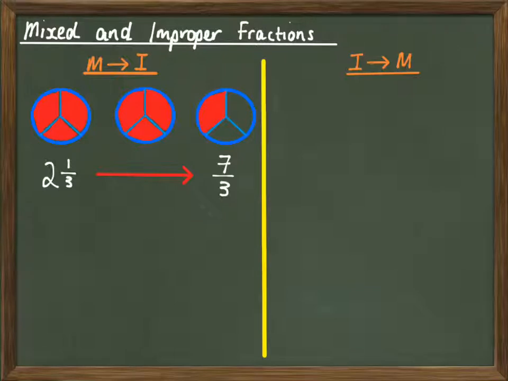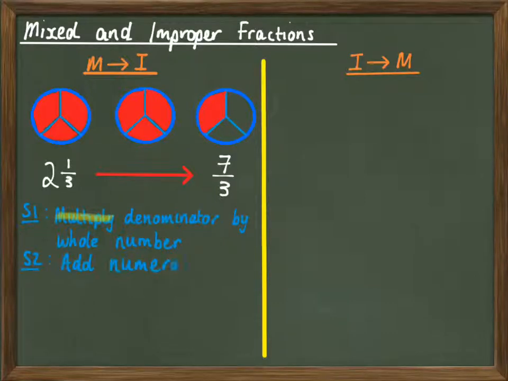Now, there is a shortcut for converting between mixed and improper rather than drawing the diagrams each time. Step 1 is to multiply the denominator or the bottom number by the whole number in front of it. Step 2 is to add the numerator, and then step 3 is to just copy the denominator from the original question. Okay, so if we have a look at an example quickly, 2 4/5.